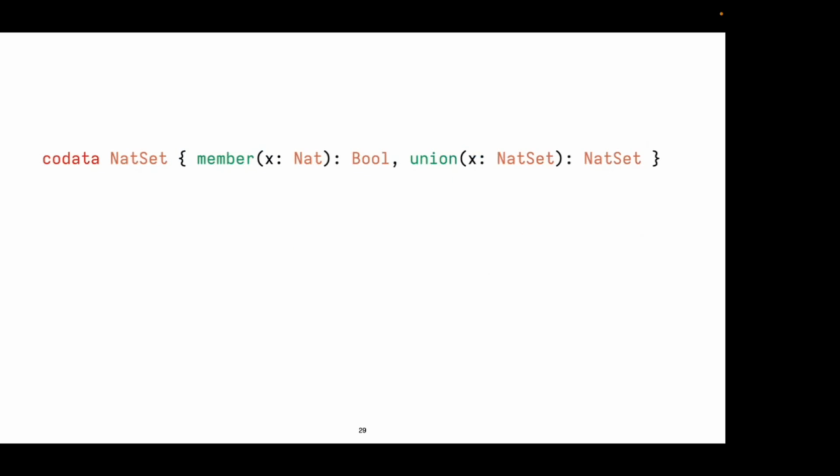The second problem has to do with the positivity of type declarations, and can be observed in this example. Here we define a set of natural numbers with two methods. The member method, which allows to check whether a given natural number occurs and returns a Boolean, and the set union operation, which applied to a set allows to compute the union with a different set. The problem is that we have a negative occurrence of the type Set here.